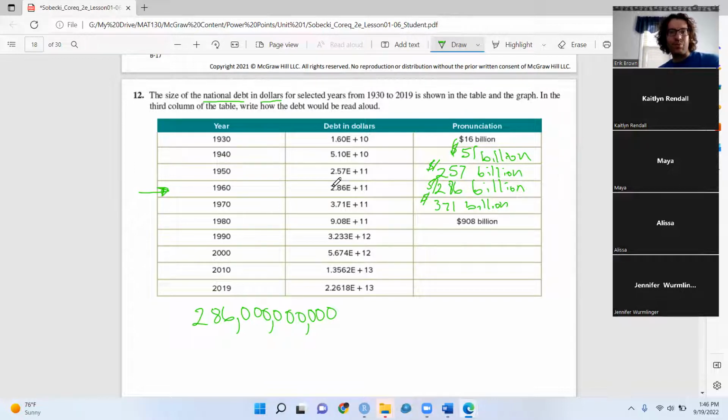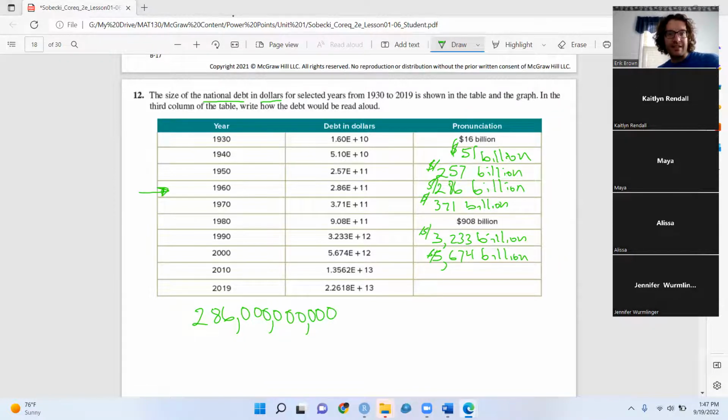And then what is this one? So if we use it in terms of billions, this would be $3,233 billion, or 3,233 billion. Same thing here. This would be $5,674 billion in debt. I mean, look at the change.